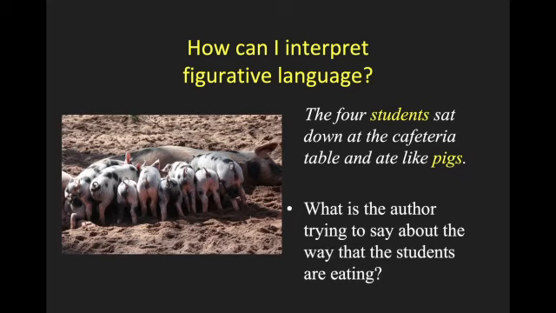So then what is the author trying to say about the way that the students are eating? We can't just say, oh, they're eating like pigs. How would you describe that? So when the students are sitting down, maybe they are, as in our picture, sitting quite close next to each other and just absolutely gobbling down everything in sight. They're obviously quite hungry. They're very much wanting the food in front of them, and they're going to eat fast and furious.